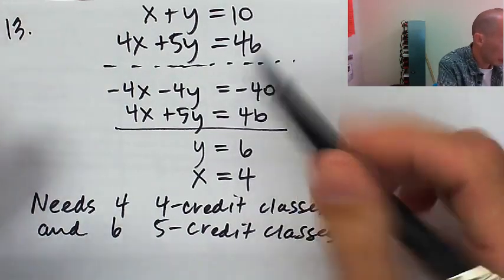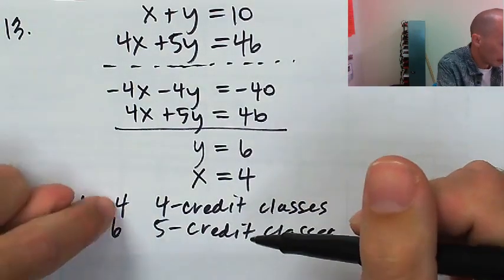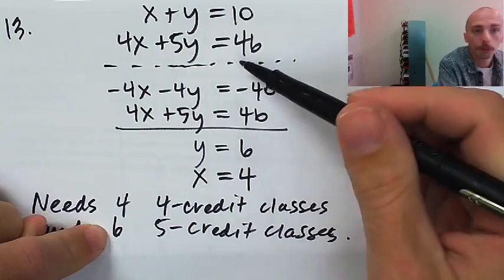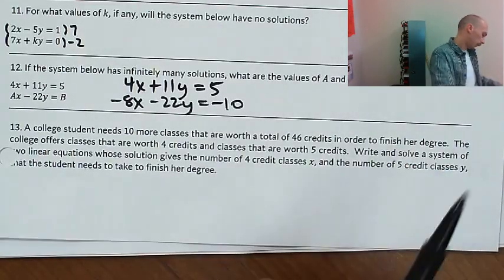Okay, let's check our answer real quick. That's 10 total classes. That'd be 16, and 30 is 46 credits. Okay, that makes sense. That's working.